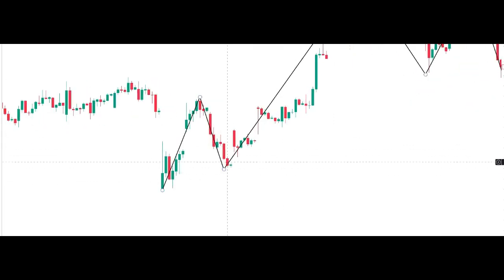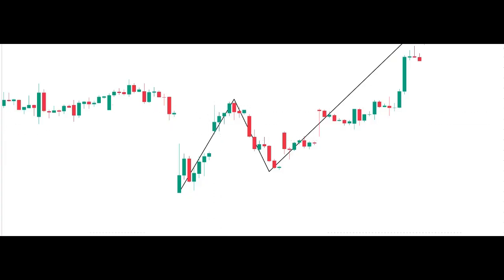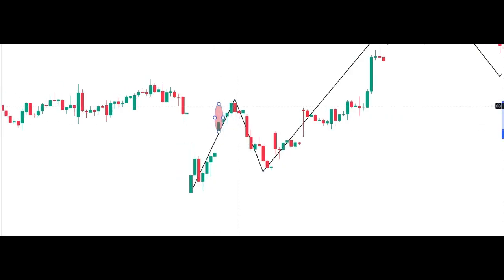Do you see a hammer at a low here? No. Do you see any inverted hammer here? Yes, this is the inverted hammer. This is called an inverted hammer. If it is at a high, yes, it will be special, and if this low is gone, then we can call it a shooting star.